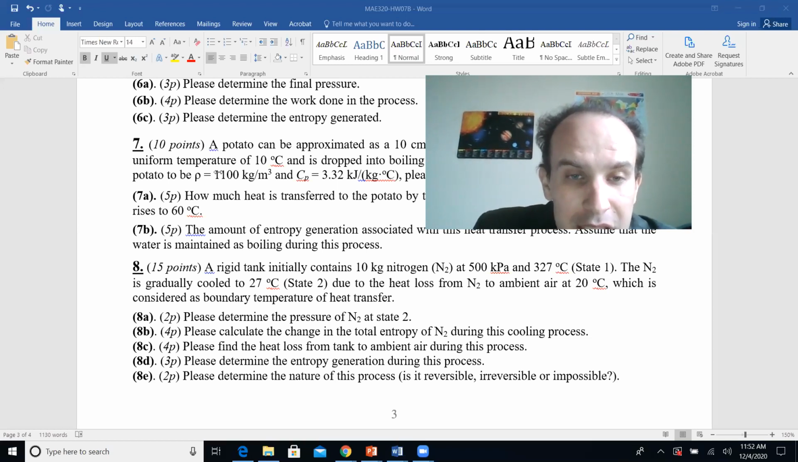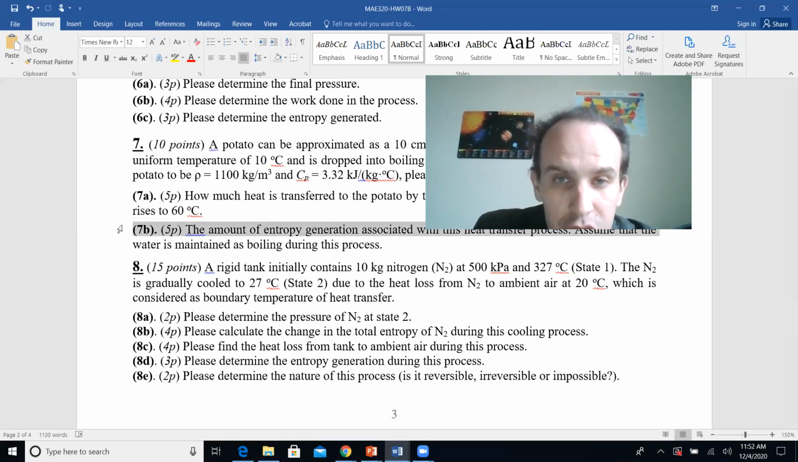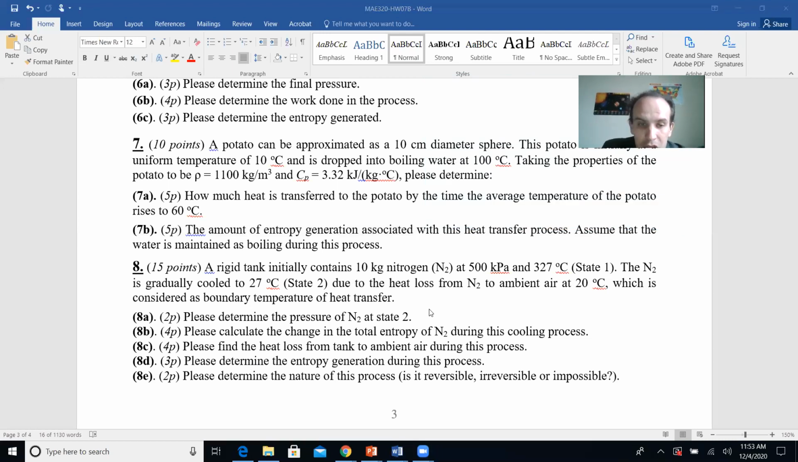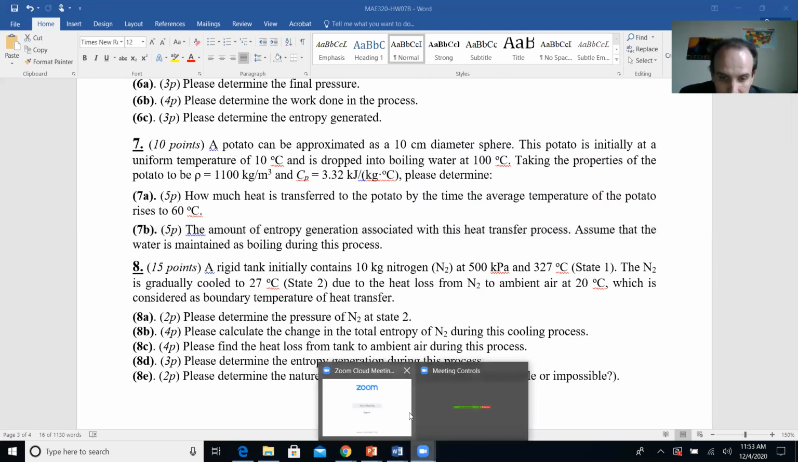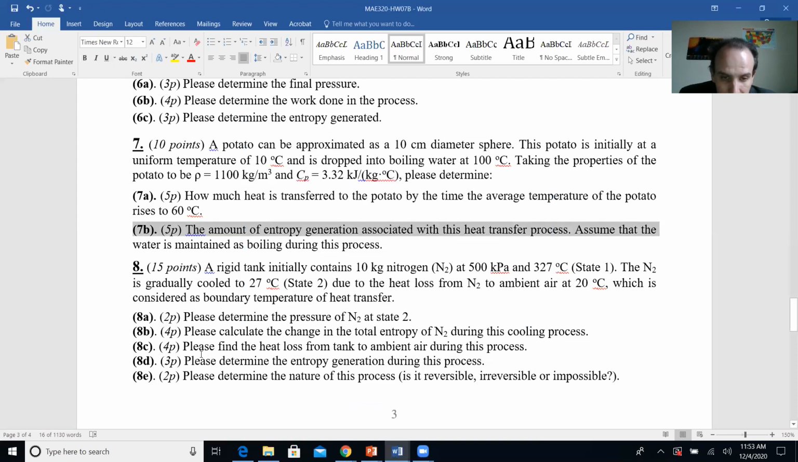Okay, one more question. For question 8, explain part C. Okay, I will do it. If you still see my screen, I will do it. So here you have this rigid tank with nitrogen. You should know this problem. So you have cooling of nitrogen. You ask about question C here, right? Heat losses, okay? Why do you ask C? I think you should ask about question B, but anyway.